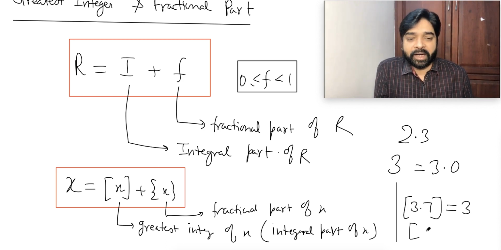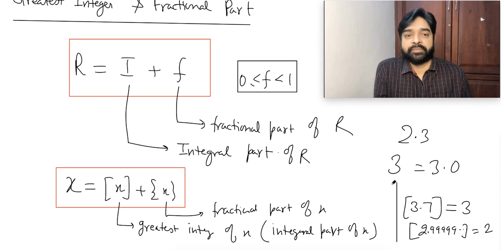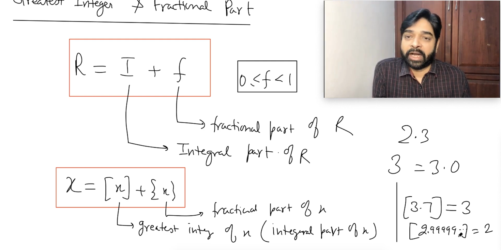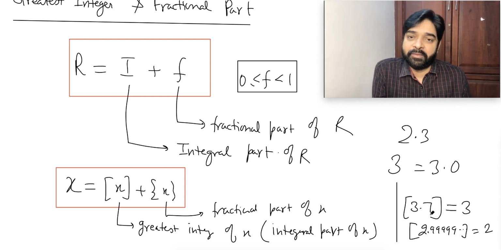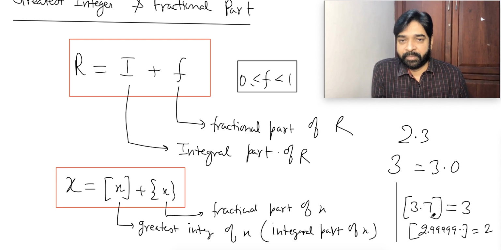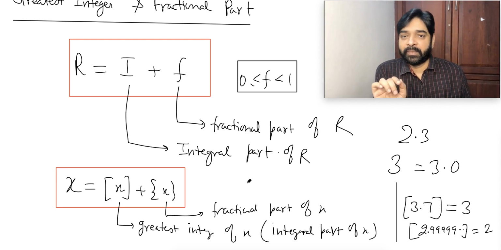What will be the integral part of 2.99999999? What do you say? It will be 2. Whatever comes after, don't try to approximate it. For 2.9999, the integral part is 2. The fractional part will be what? 0.99999. Here the fractional part of 3.7 will be what? 0.7. All of you wrote this?